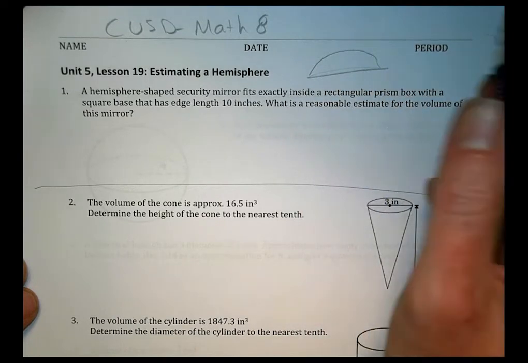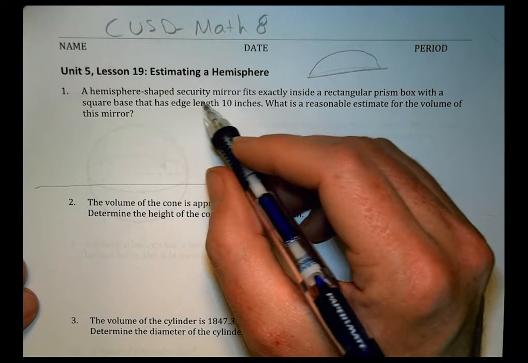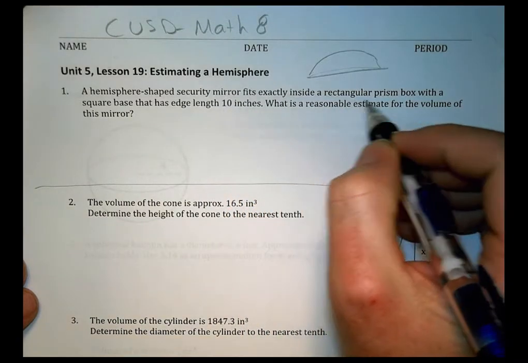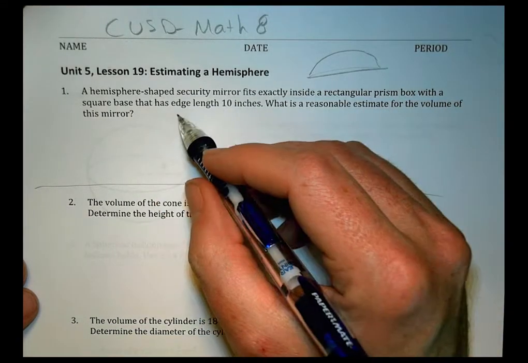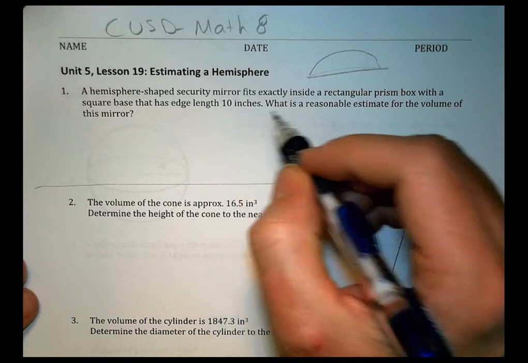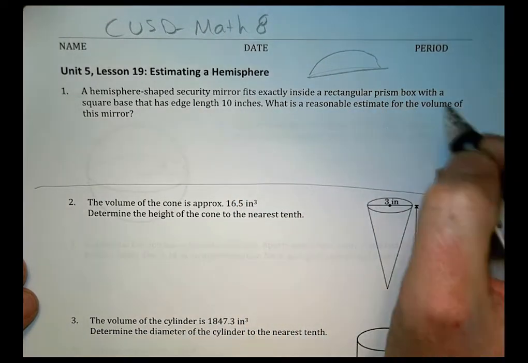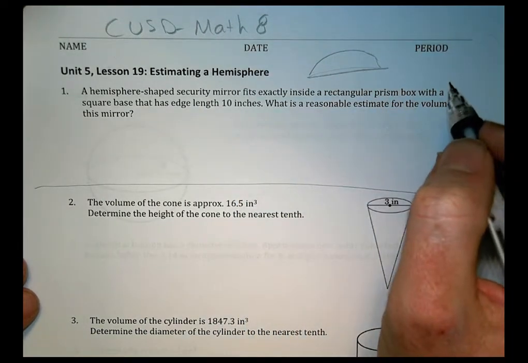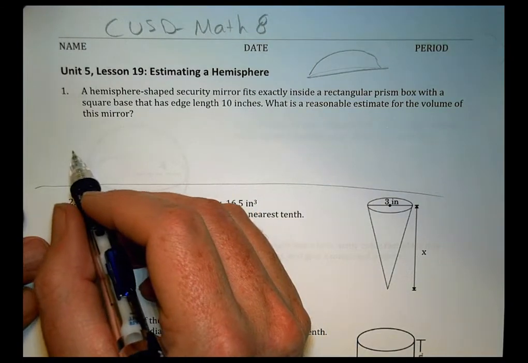That's a hemisphere. So it says here the hemisphere-shaped security mirror fits exactly inside a rectangular prism box with a square base that has an edge length of 10 inches. What is a reasonable estimate for the volume of this mirror? And we looked at some of this today in class.